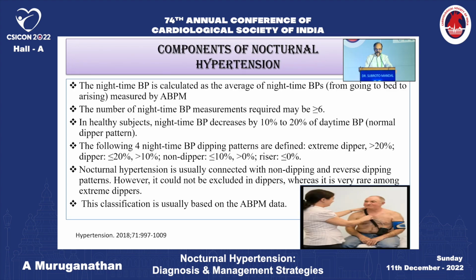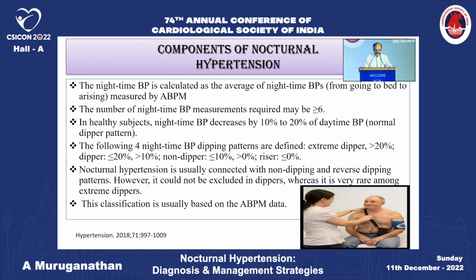The components of nocturnal hypertension: the previous speaker was talking about dippers and non-dippers. The number of nighttime BP measurements in the ABPM is usually more than 6. In healthy subjects, nighttime BP decreases by 10 to 20%. We say the following 4 categories: extreme dipper is more than 20%, dipper is 20 to 10%, non-dipper is less than 10%, riser is 0 and above.